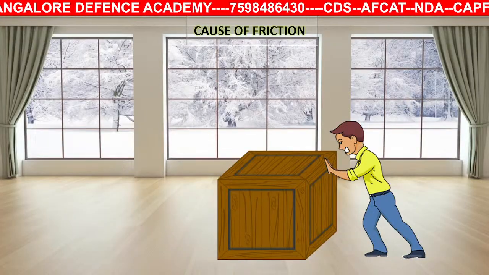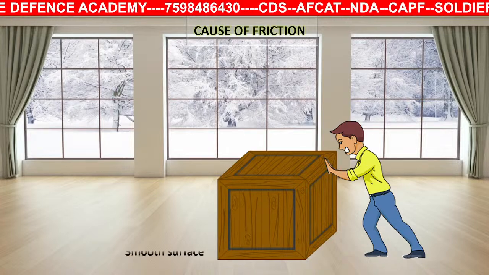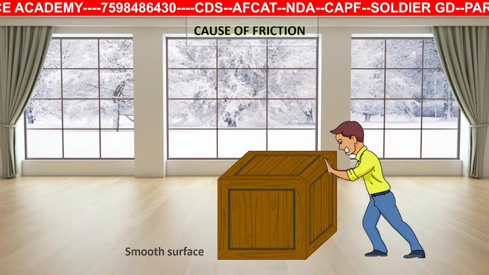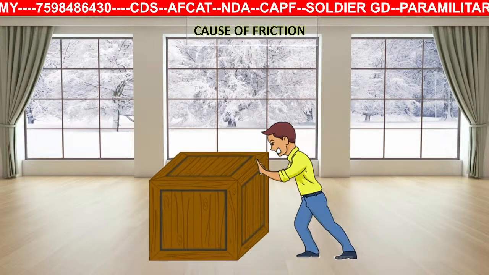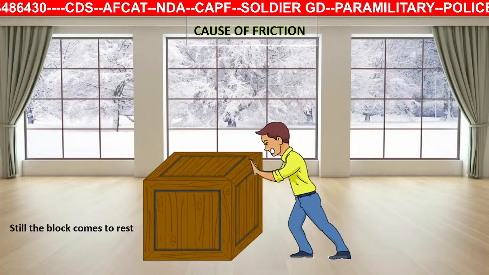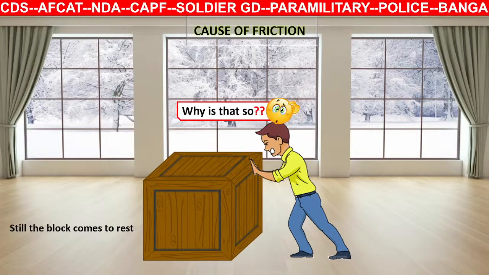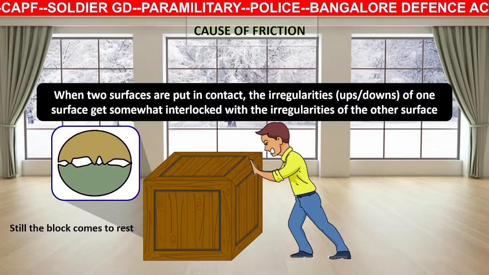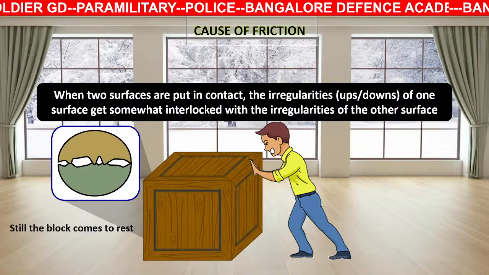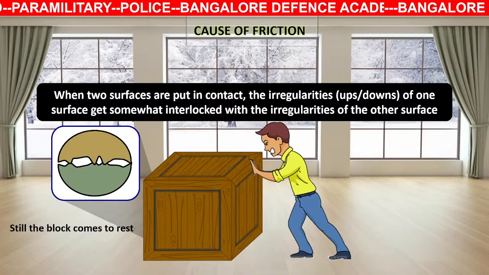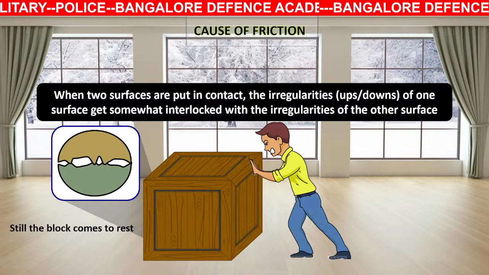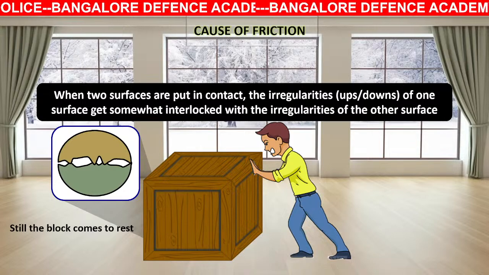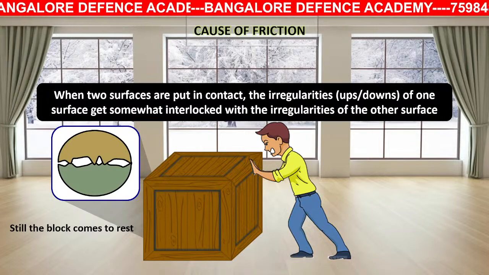Imagine this man is trying to push this box. Okay, there is a smooth surface. He's trying to push this box. Still the block comes to rest. Why is that? Look at this. Here, this is the surface of the box and this is the surface of the floor. Here you can see there are some interlockings. This interlocking is responsible for friction.